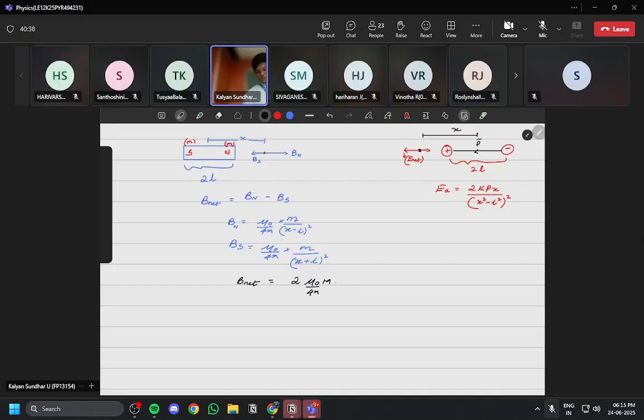Into, what is the distance? x, divided by x square minus L square whole power square. So this will be your magnetic field at an axial point.